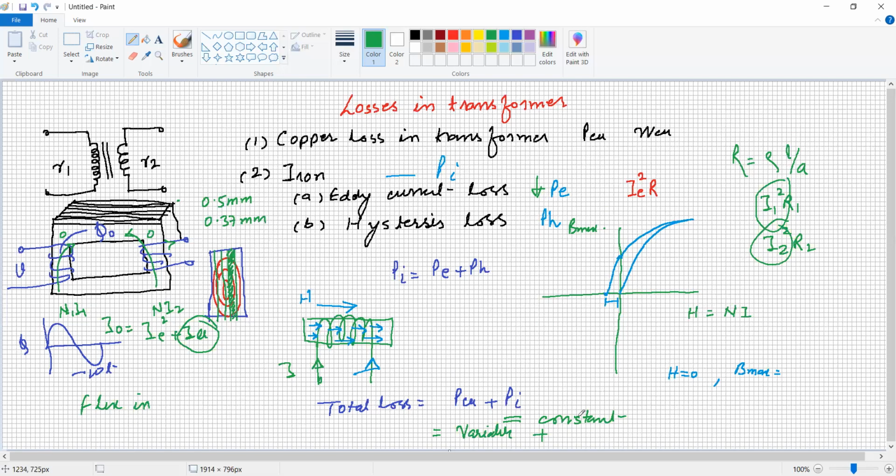And what would be the equations of these losses? The effect of frequency and the effect of voltage change, we'll see next time. That is, the effect of change in voltage and change in frequency over the transformer iron losses and copper losses.